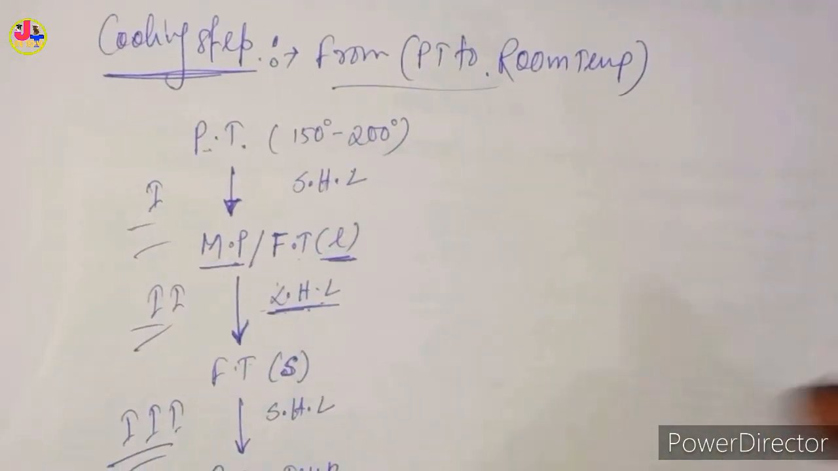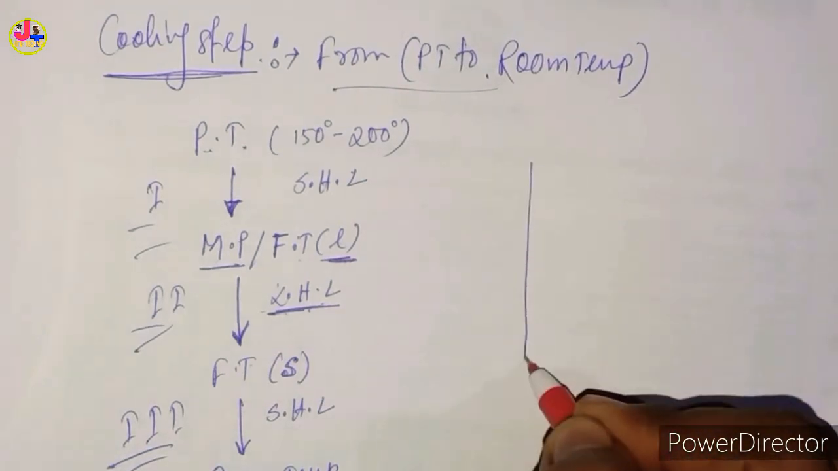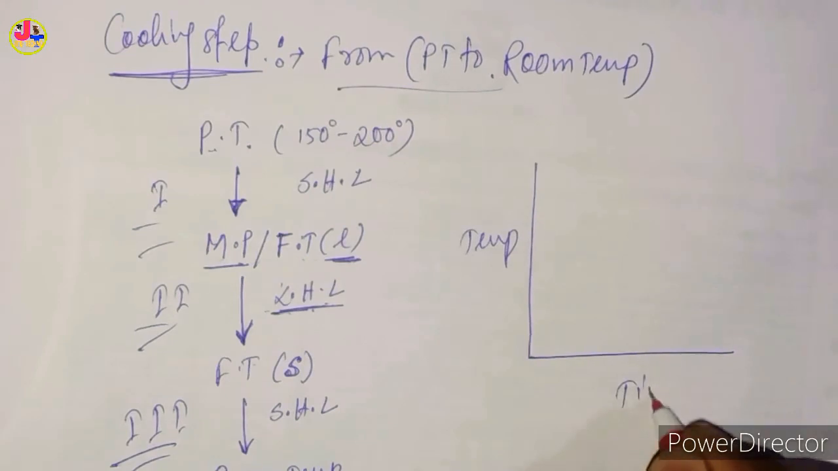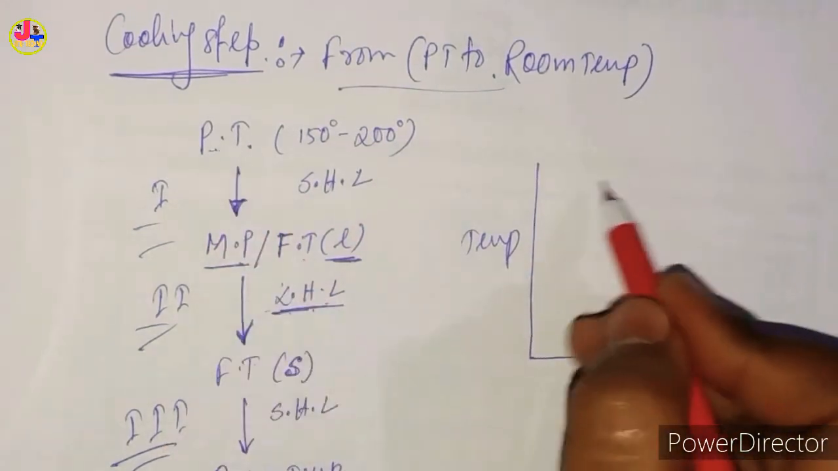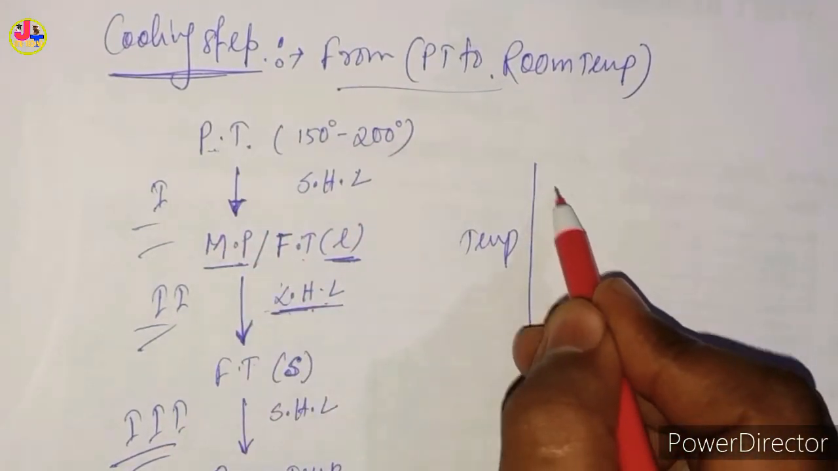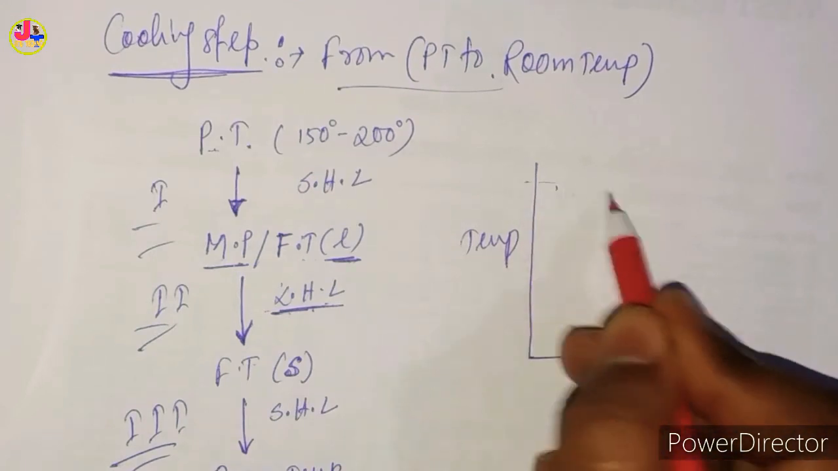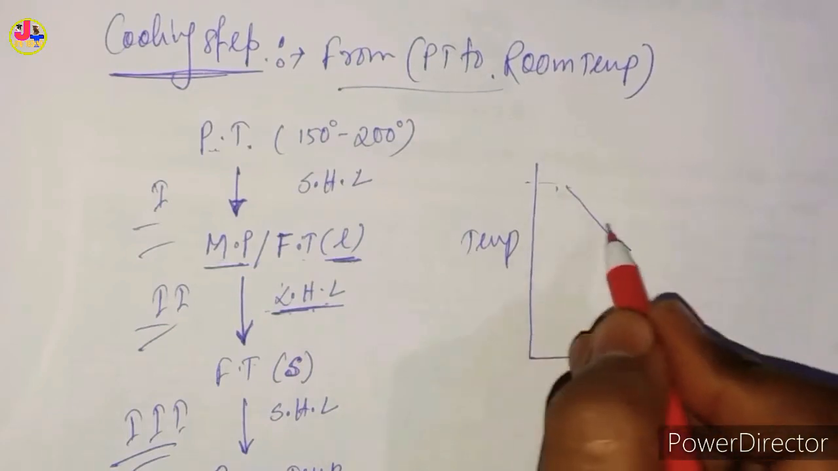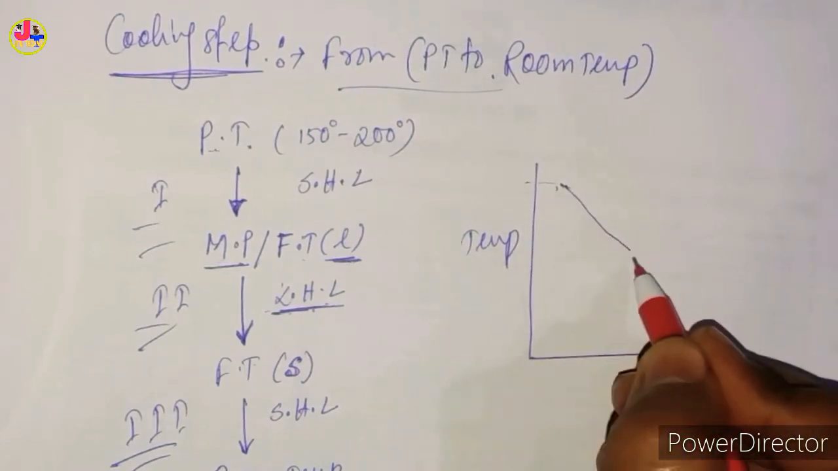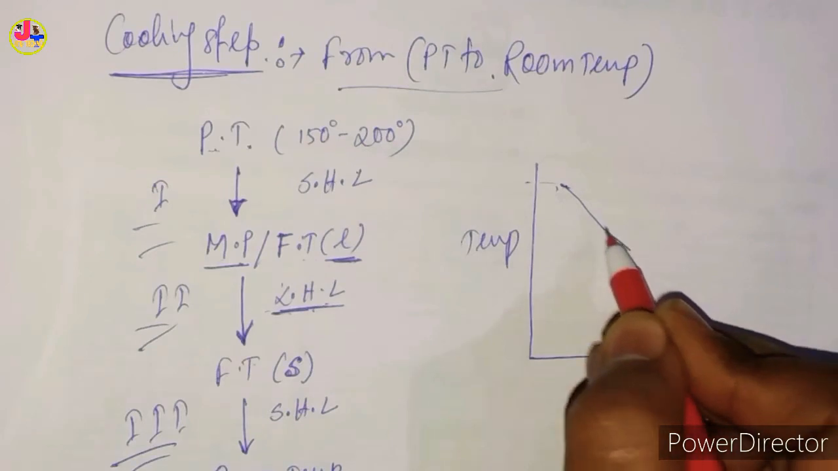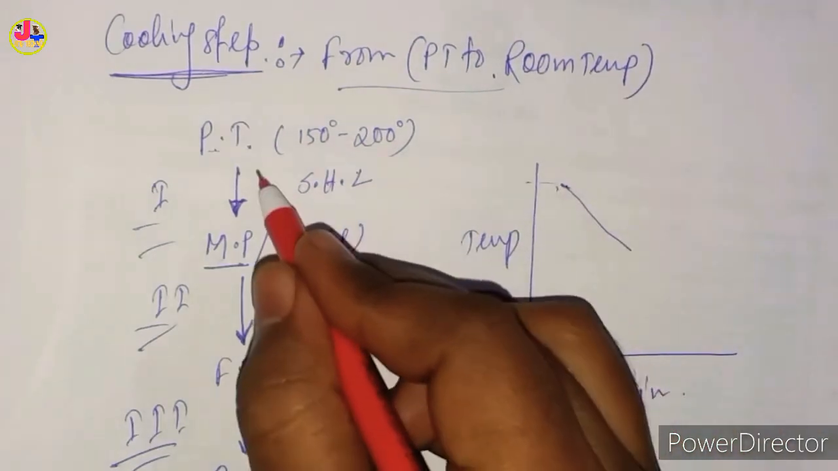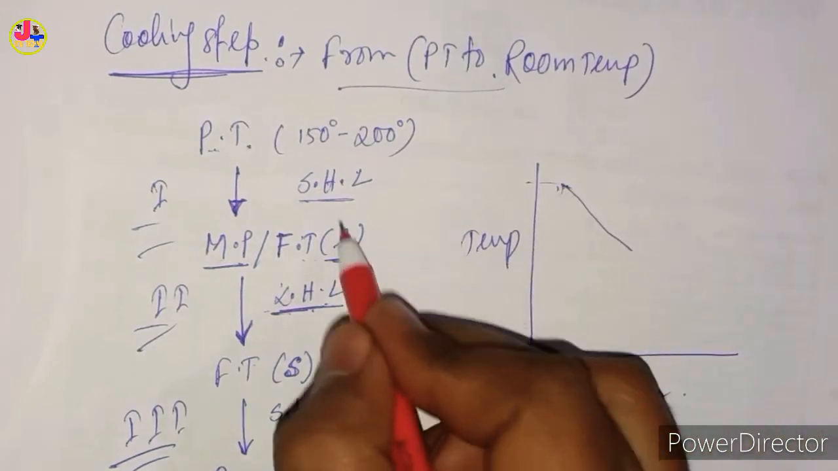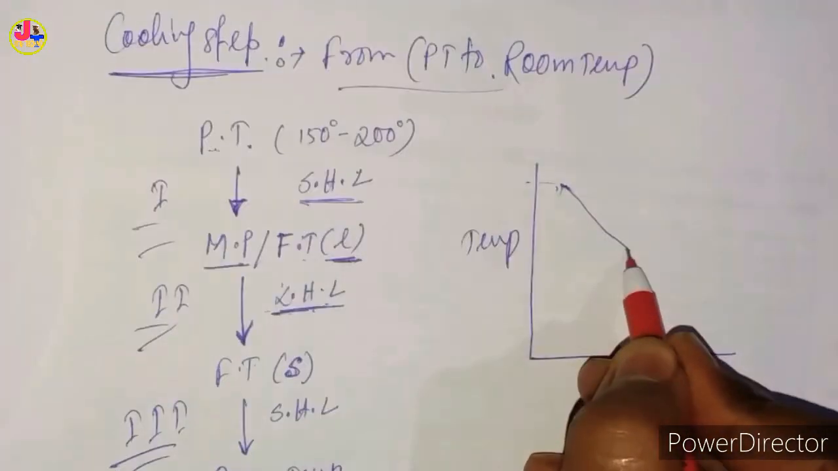In the figure, we are discussing stage 1. It is temperature versus time. We consider this as the pouring temperature. According to time, the temperature will be decreasing due to sensible heat loss.